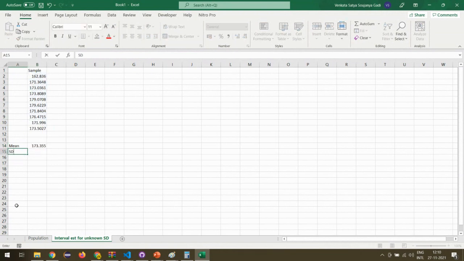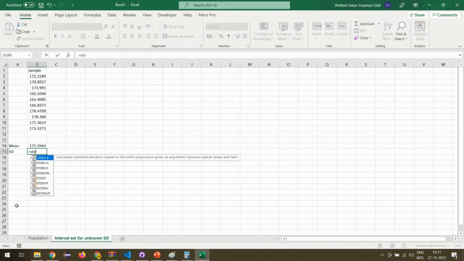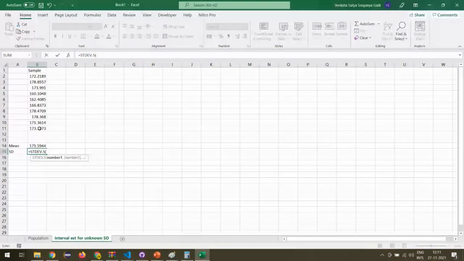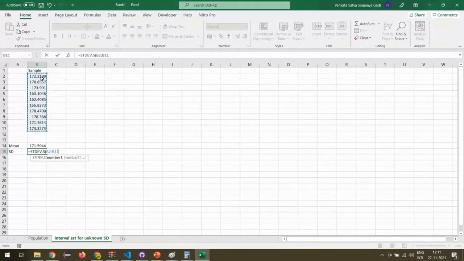Here is the part where we made the mistake. The standard deviation, we can calculate directly from the sample. We don't have to go for other ones. We can calculate the sample standard deviation. This is the mistake we have done. The standard deviation is for the sample, right? The standard deviation for the sample is this one.